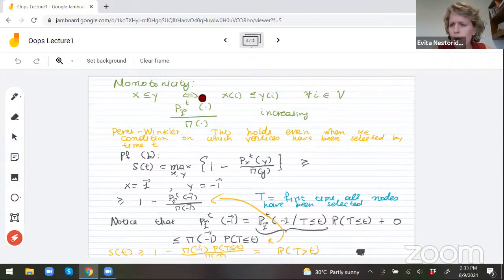Oh, maybe you cannot see what I'm pointing at all this time with my cursor. Can you see what I'm pointing at? Could you see that? Let me do it again. Yes, we can see it.